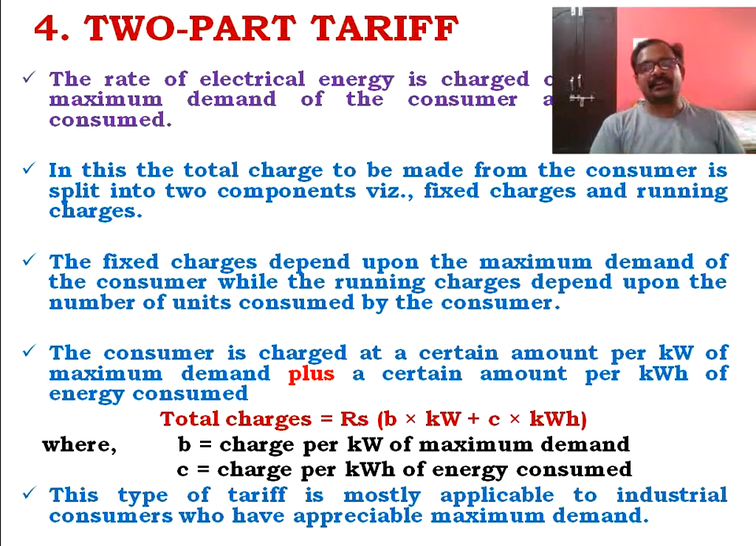Say I have a maximum demand. I'm running a company, and my maximum demand is 100 kilowatt. For 100 kilowatt, the cost per kilowatt is 2 rupees. That is, B is 2 rupees. And I am having 100 kilowatt as my connected load or the maximum demand. So 2 into 100 will be 200 rupees. This is fixed charges. Now what about the running charges? I have consumed some 100 units, and each unit will be charged at 3 rupees each. So 3 into 100 will be 300. So 200 plus 300 will be 500.